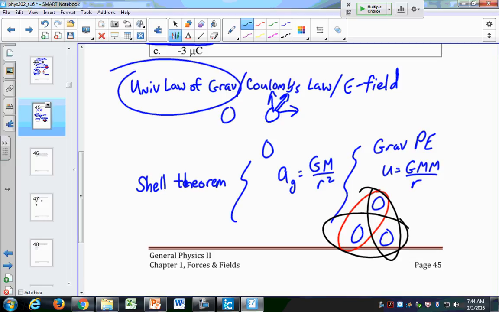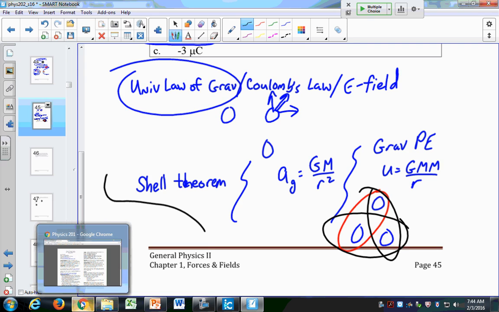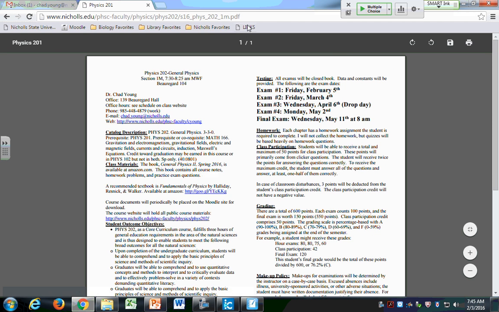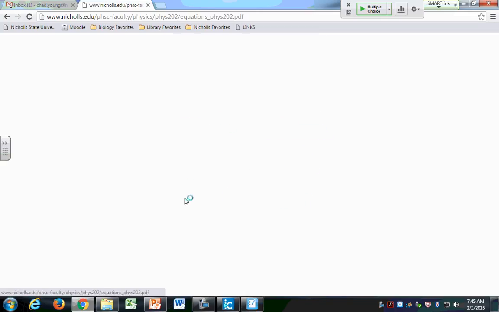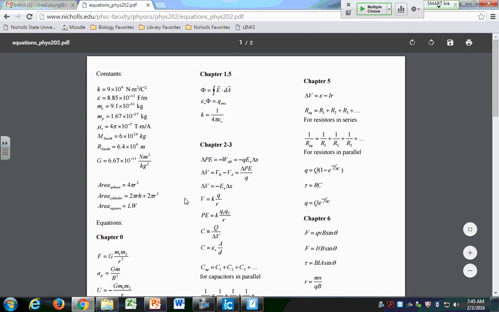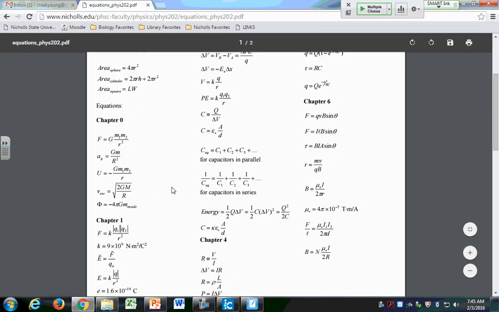Let's see. Also, escape speed. We did see escape speed. I don't remember if that's in your equation sheet. Let me just take a quick look. Your equation sheet is here. Okay, yeah, it looks like that equation is there for escape speed.